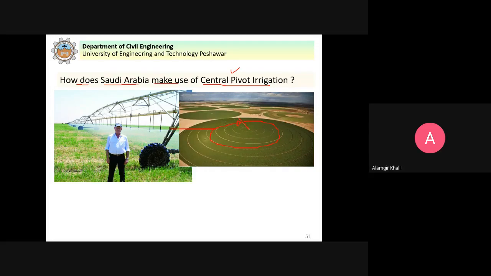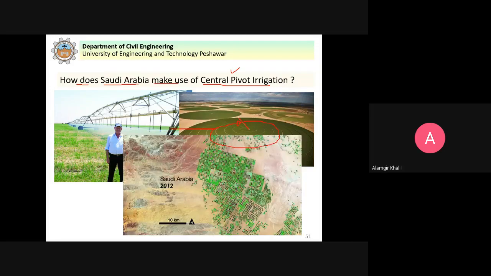That's why you can see that in the form of these huge circles, we grow the crops, and we have this sprinkler system that moves around the central pivot point and then sprays the water over the crops. So you can see here how Saudi Arabia is utilizing this central pivot irrigation system to grow crops. You can see the satellite picture.